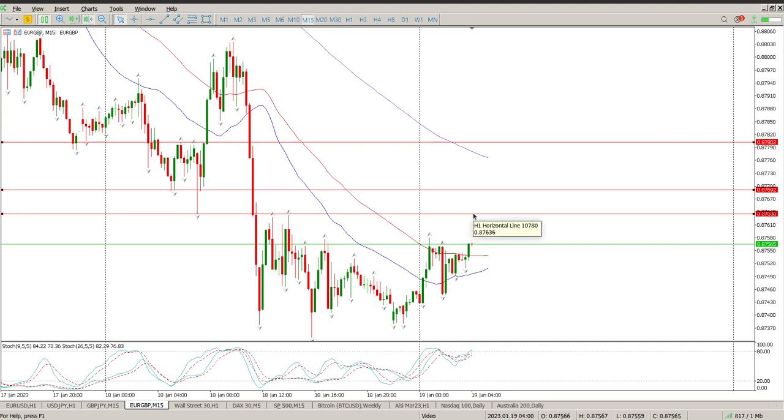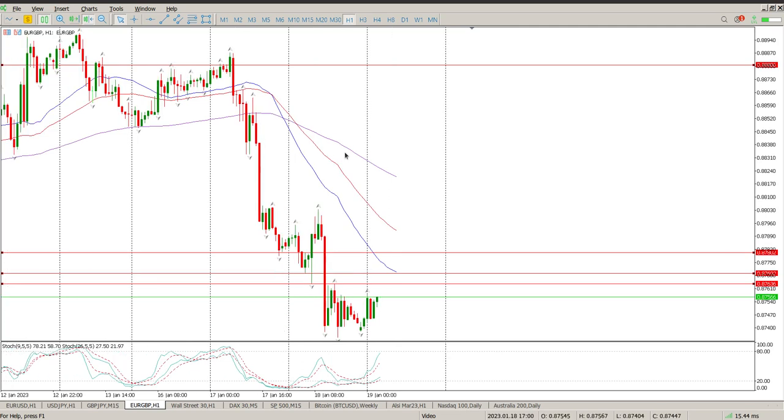We are looking to see what happens at 087636. We're looking to see what happens at 087692, and then we're also looking to see what happens at 087802, if anything at all. So I'm looking for rejection from those levels for a continuation of the downtrend that was formed yesterday.